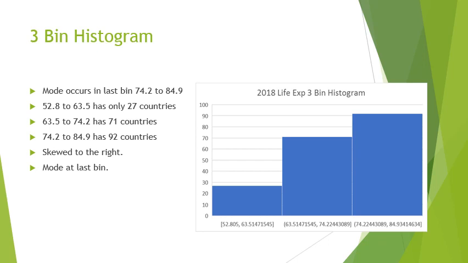The 3-bin histogram divides the countries into 3 categories. The lowest life expectancy countries are from 52.8 to 63.5. The middle range goes from 63.5 to 74, and the top range is from 74 to 85. Now the surprising thing about this is that the largest number of countries are in the best category, and the low life expectancy countries are the fewest, the 27. Why is this surprising? For that we have to look at the next slide.